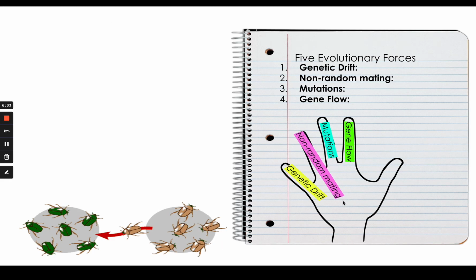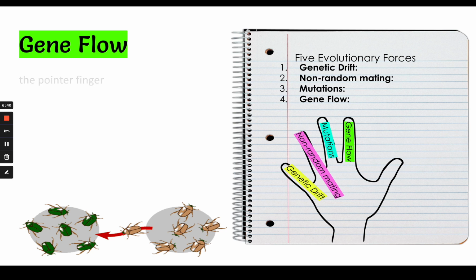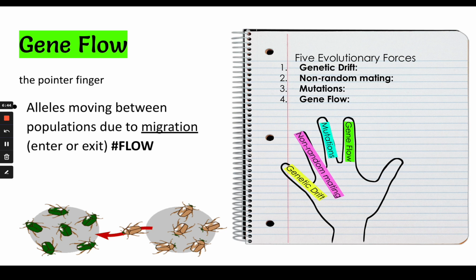All right, our fourth one is gene flow. Very similar to the term genetic drift, but it is different. So for gene flow, we're going to use our pointer finger to represent this term. Alleles are moving between populations due to migration. So the keyword here is we've got populations that are migrating and mixing with each other and then possibly sticking together, or they might depart and go off to their different locations later. So it's looking at entering or exiting of a population.